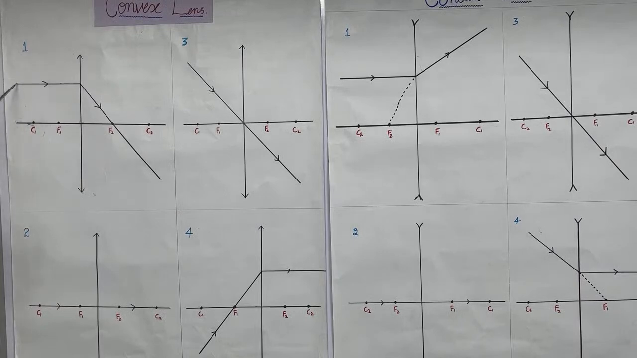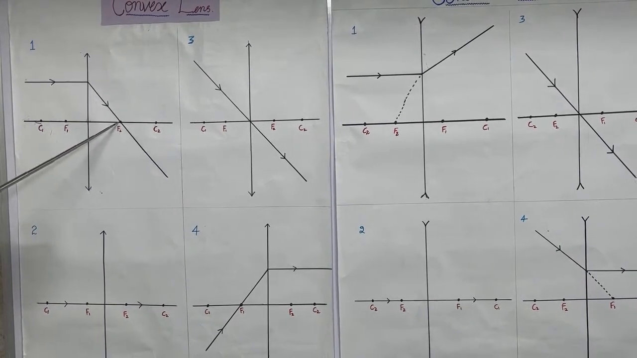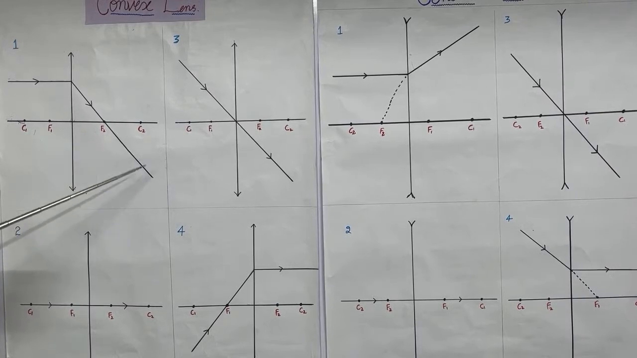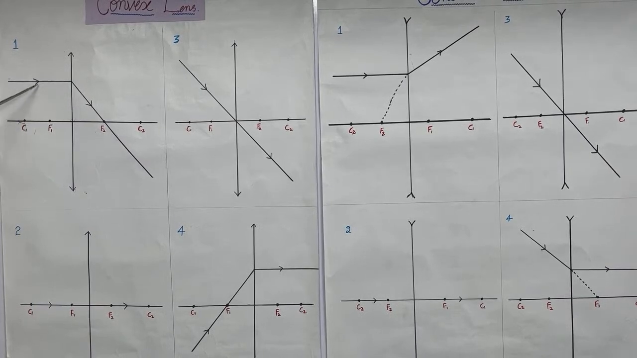The first rule is whenever the incident ray is passing parallel to the principal axis, after refraction, see, the ray entered into the convex lens, the ray is refracting, bending down, exactly it is passing through the focus. Once again, the incident ray which is going completely parallel to the principal axis, after refraction, that means bending of the light, the refracted ray is passing through the focal point here. That is rule 1.